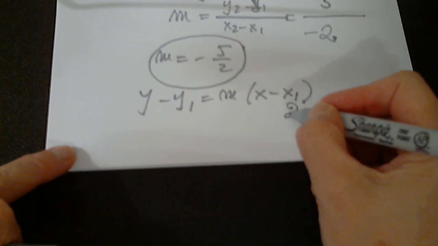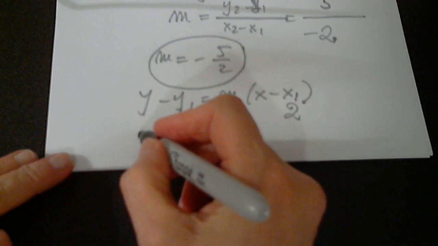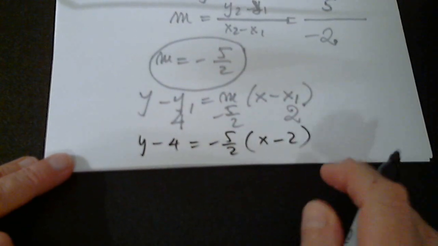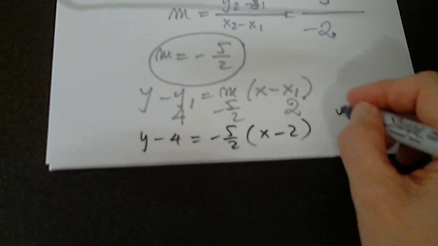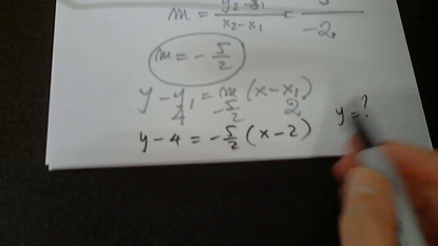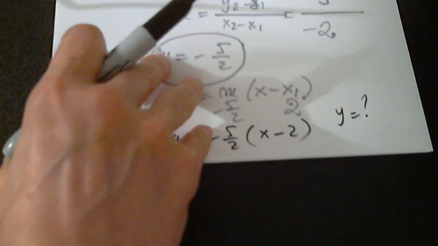2, comma 4. Perfect. So 2, comma 4 and negative 5/2. I recommend writing them underneath. It's safer. And now you can plug them in. So y minus 4 equals negative 5/2 times x minus 2. You have to solve for y. You have to distribute negative 5/2 to both. And you have to add 4 to both sides.